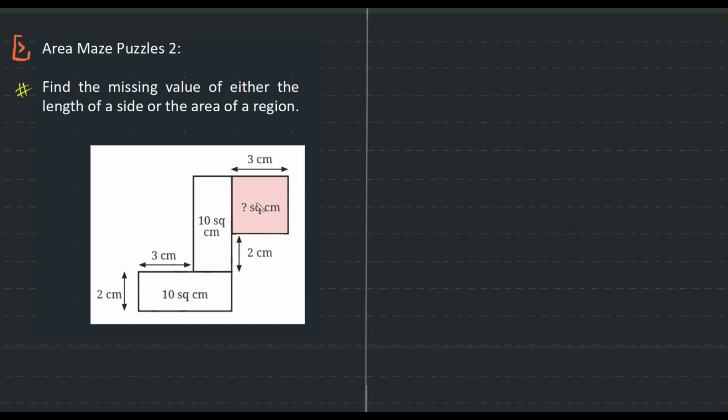We're looking at finding the missing value of the area. Again, all of these are puzzles. So you have to make use of certain clues that I might give, or you can pause and think over it now itself.